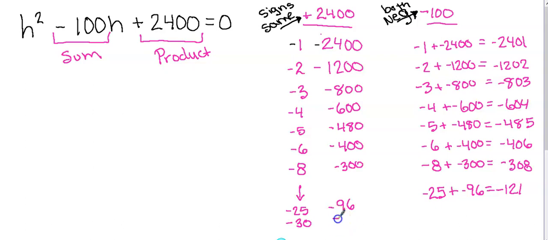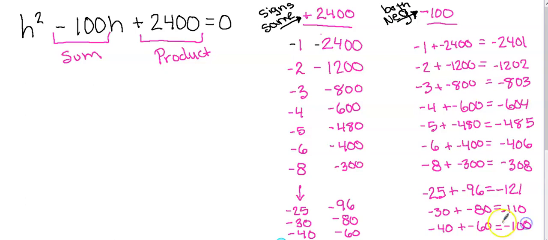The next number that does divide into 2400 is negative 30. 2400 divided by negative 30 is negative 80. Negative 30 plus negative 80. So close. We have negative 110. If I keep going up, the next number that will work is negative 40. 2400 divided by negative 40 is negative 60. Negative 40 plus negative 60 is negative 100. So we've finally gotten there.